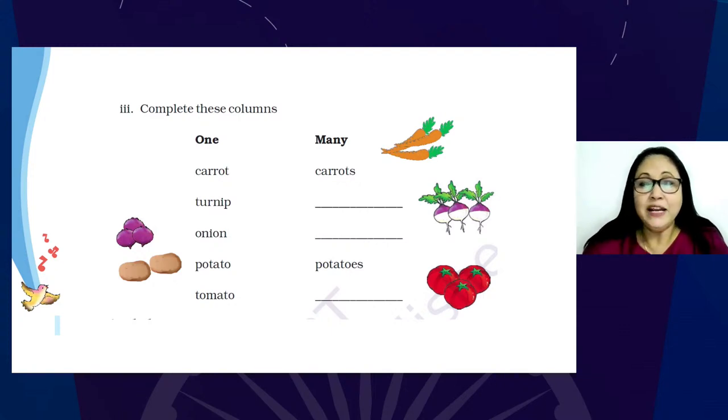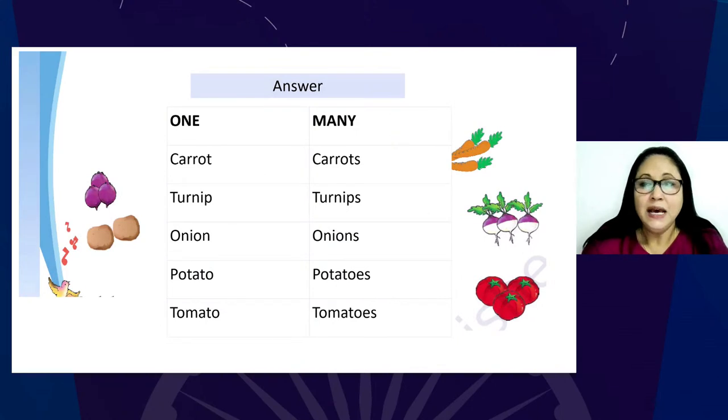Right. So here, children, we are doing one and many. So one carrot makes it many carrots. One turnip makes it many turnips. Okay. Onion, many onions, potato, many potatoes, tomato, many tomatoes. So this is one and many, that is singular and plural.